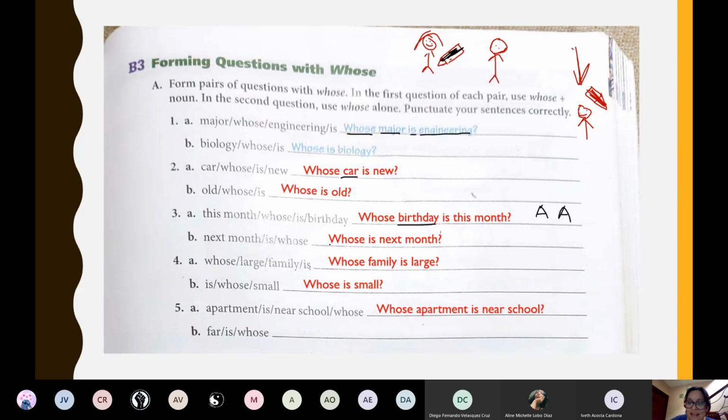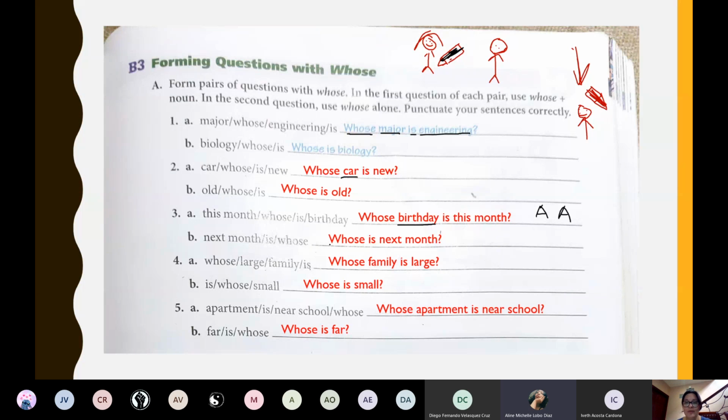First whose, then the noun that we are asking for, and then the rest. Whose apartment is near school? Danielle's apartment is near school. And the other question has to be how? The last one. Whose is far? Mine is far. I live very far from school. Whose is far? Okay. So, do you have it, guys?